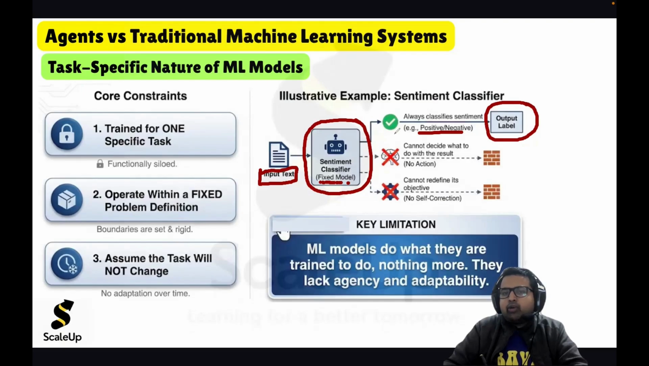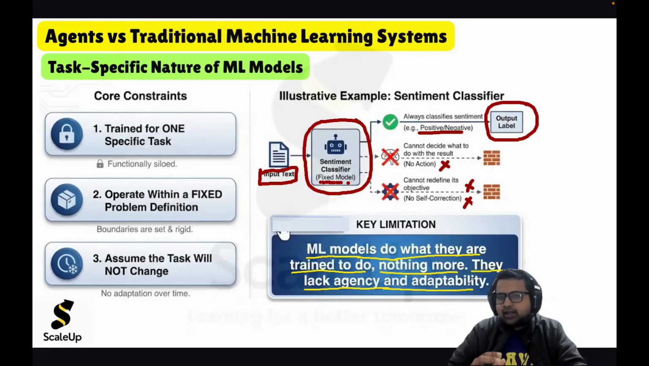Now this sentiment classifier can only do the prediction. It cannot act on the results. It cannot decide what to do with the result, and it cannot add new knowledge, or redefine its objective. No self correction. So the key limitation of machine learning models is very clear: they do what they are trained to do, nothing more. Whatever you train them to do, they will do that. They lack agency and adaptability. They cannot act on their own and they cannot adapt. The knowledge is fixed. So it is very clear that machine learning models are task specific. Whatever patterns they learn in training, they can do predictions in that fixed domain, nothing more. Their knowledge cannot evolve over time, and they cannot act. So they lack agency and adaptability.